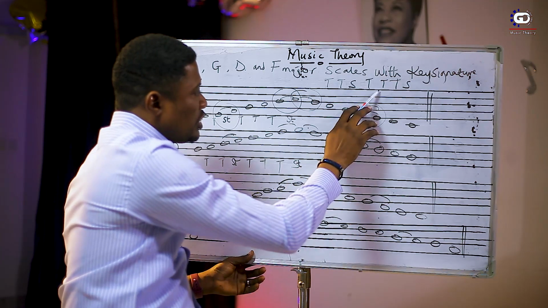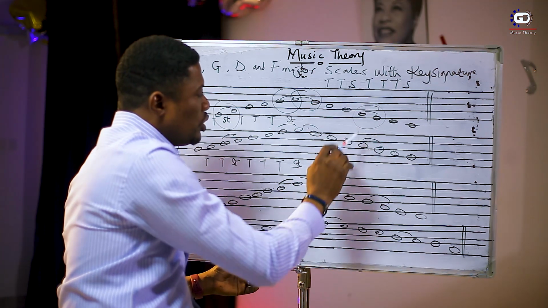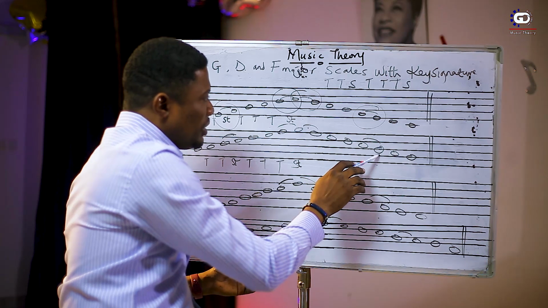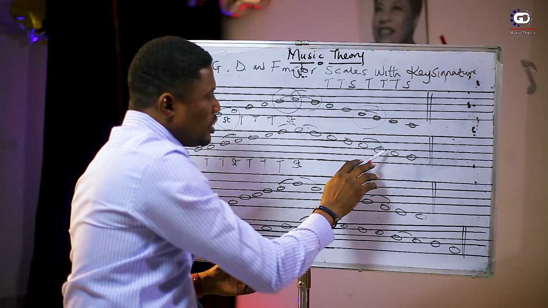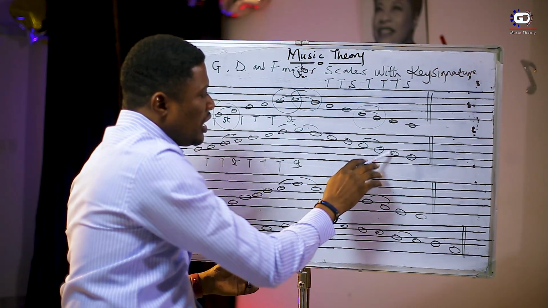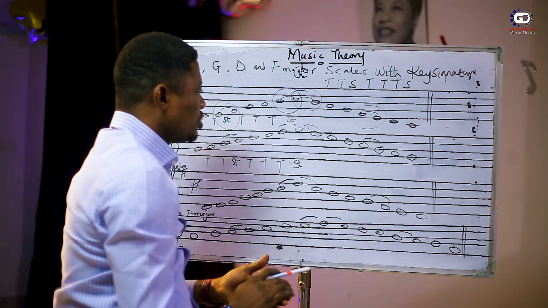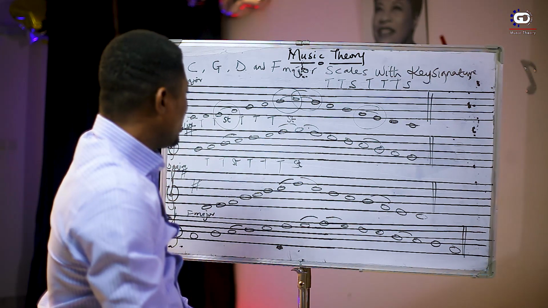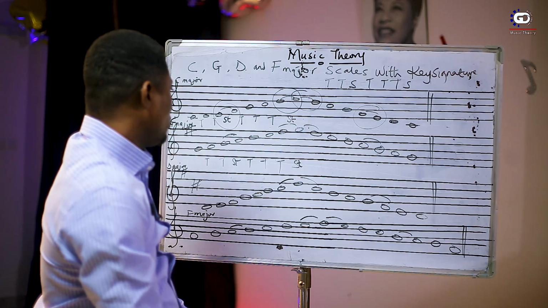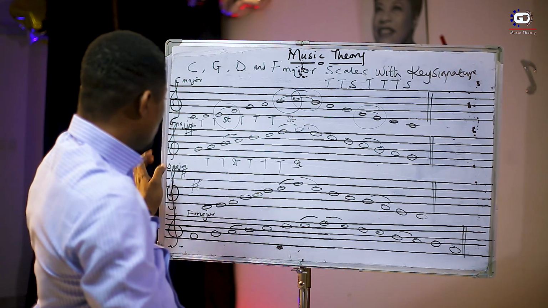E to D is a tone. D to C is a tone. C to B is a semitone. B to A is a tone. A to G is a tone. So that gives us a clear understanding of G major scale, right? So we can move to D major now.